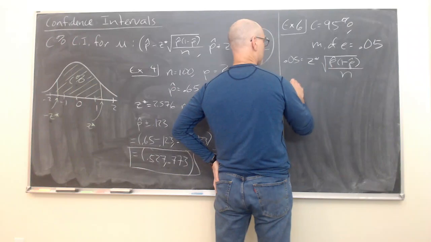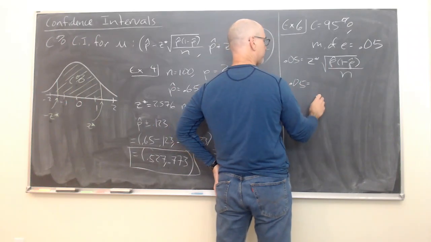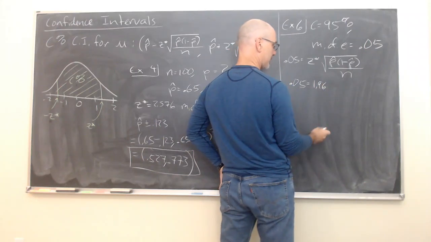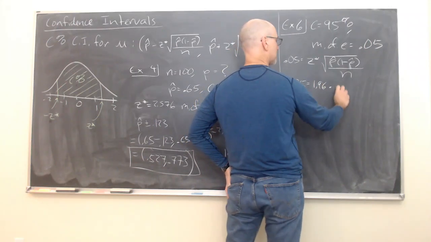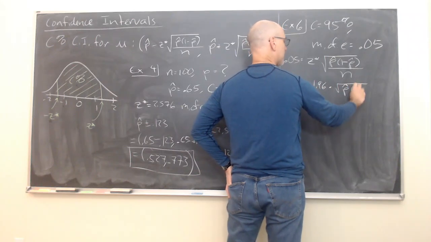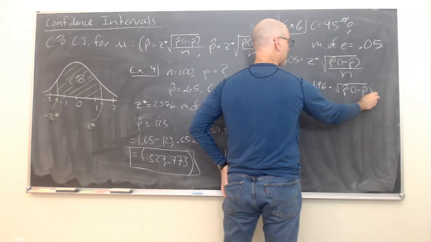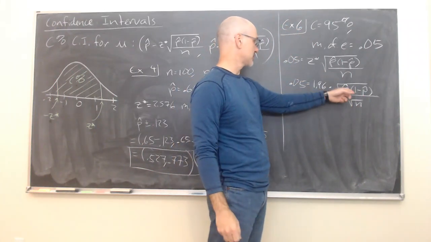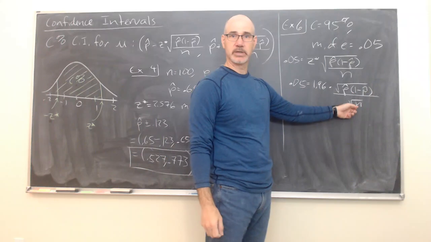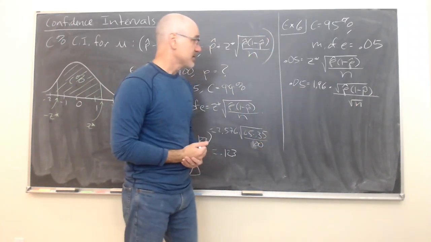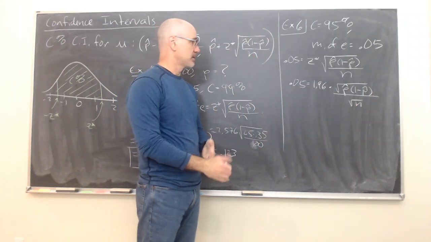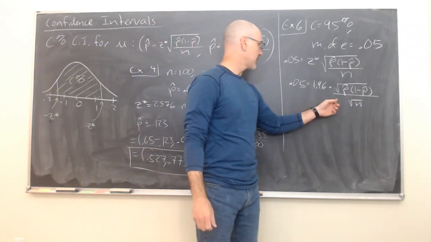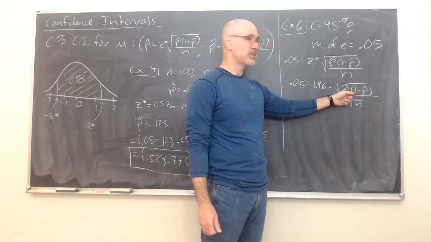So this is the same as 0.05 equals the z star for 95%, which is about 2, 1.96, times the square root of p hat times 1 minus p hat, over the square root of n. What I've done here is that the square root of a fraction is the square root of the numerator over the square root of the denominator. Now this one has a little complication that the previous example like this didn't have, and that is if we want to make any further progress we have to plug in p hat.